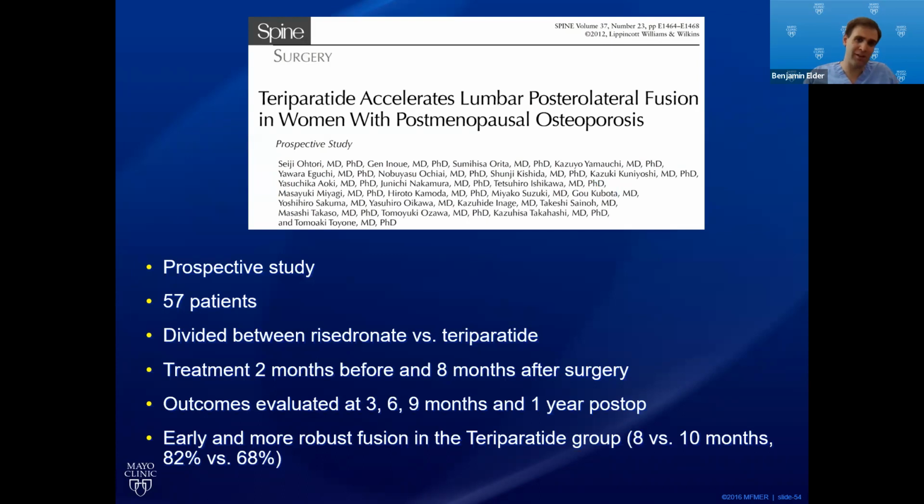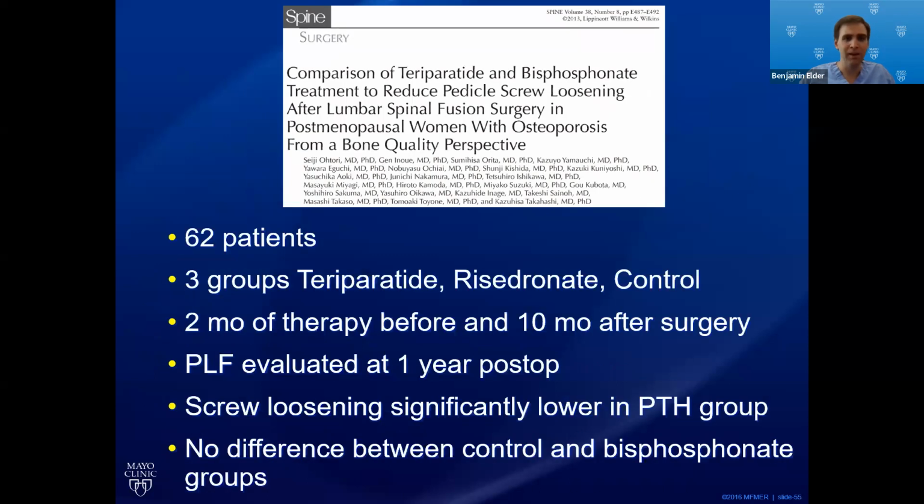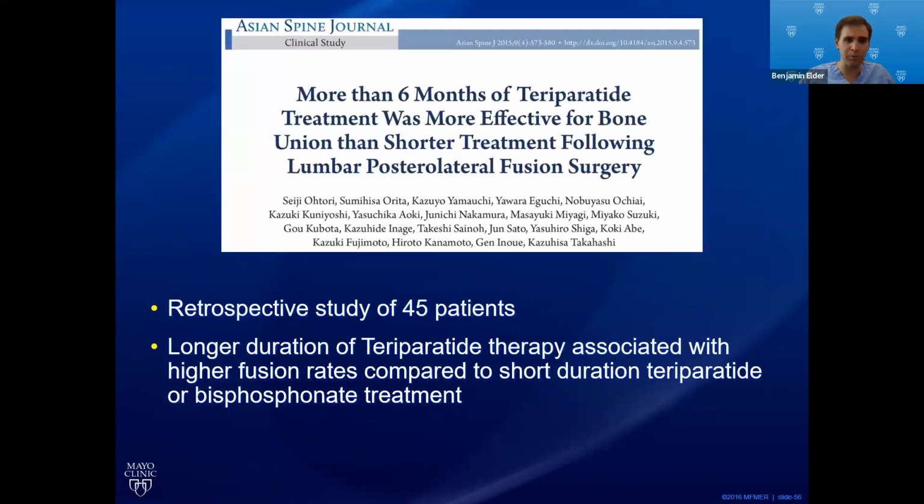So for teriparatide, in a study of about 57 patients from Ohtori, which is one of the few looking at fusion outcomes for teriparatide, they found that there's an earlier and more robust fusion in the teriparatide treated group compared to risedronate, another bisphosphonate. In another study comparing teriparatide and bisphosphonates, they gave therapy for 2 months before surgery and 10 months afterwards, and found that the screw loosening was significantly lower in the teriparatide treated group, and no difference in the control and bisphosphonate groups.